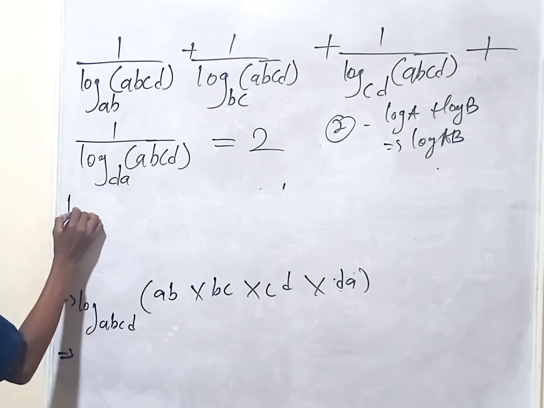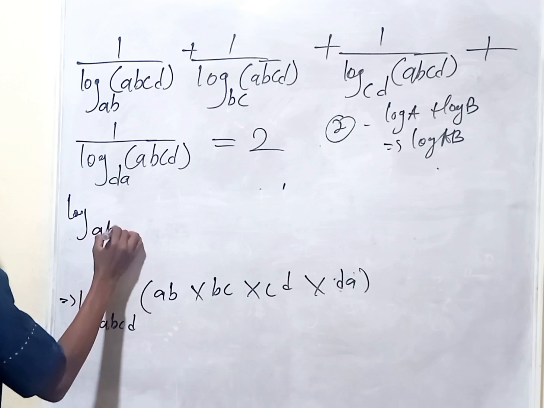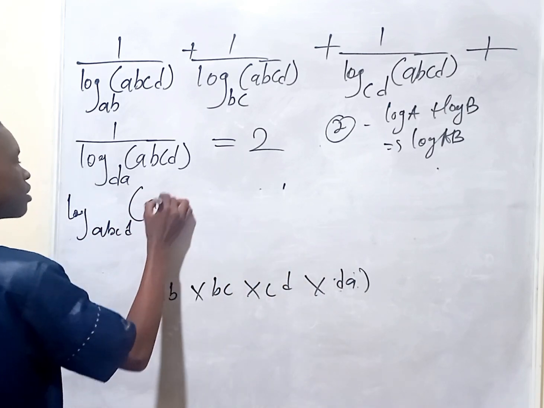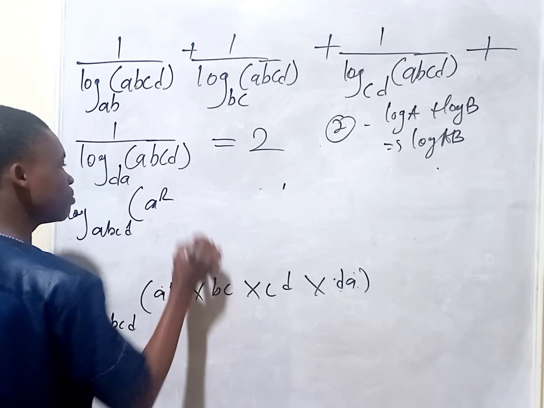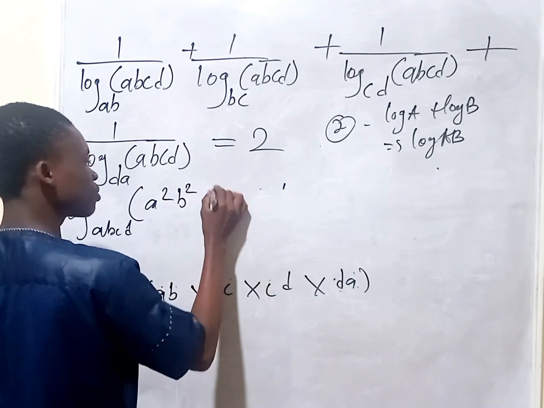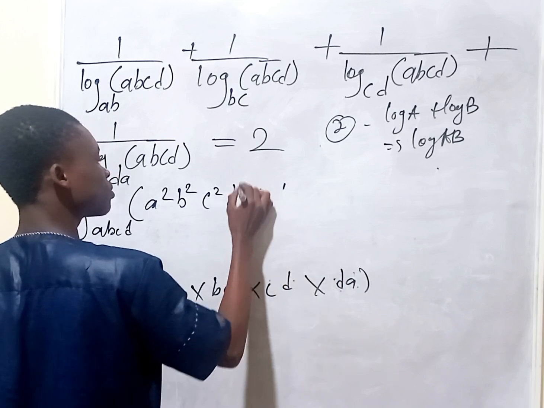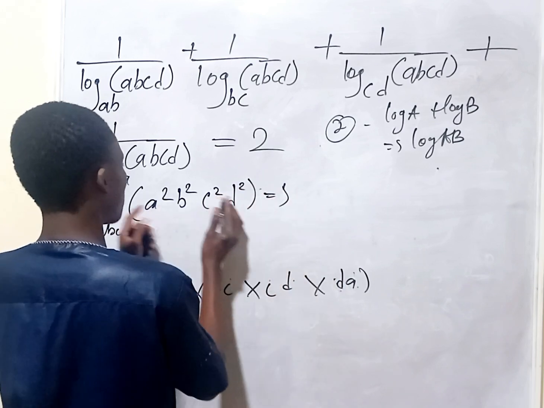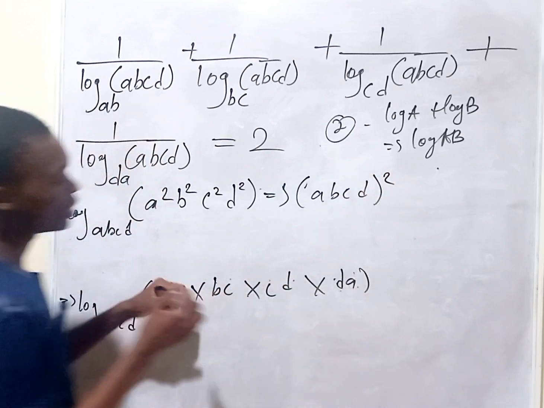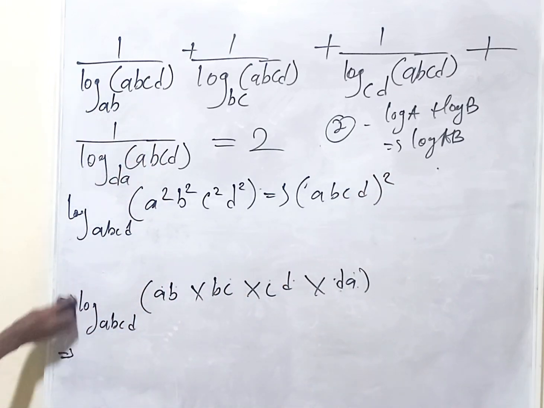This implies that we can say this is log base ABCD of A times A gives us A squared. B times B gives us B squared. C times C gives us C squared. And D times D gives us D squared. So from here, this implies that we can take it as power, ABCD all squared, from the laws of indices.